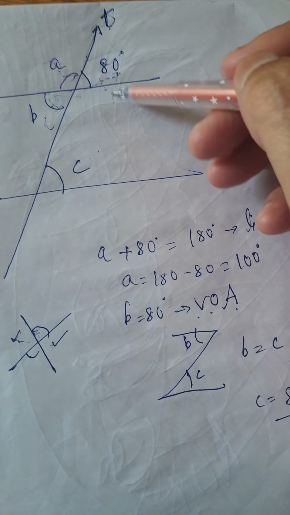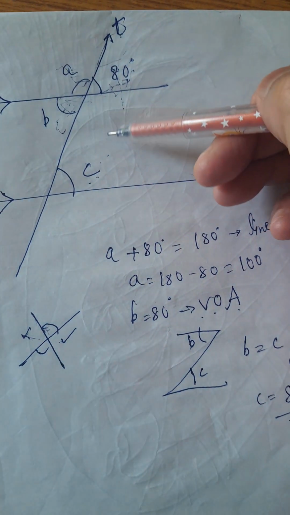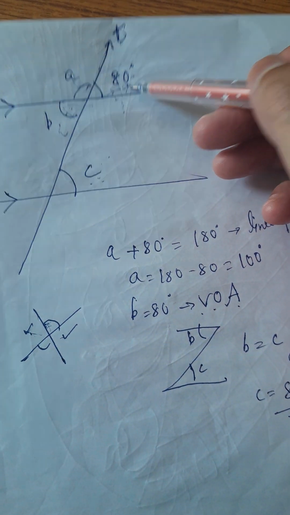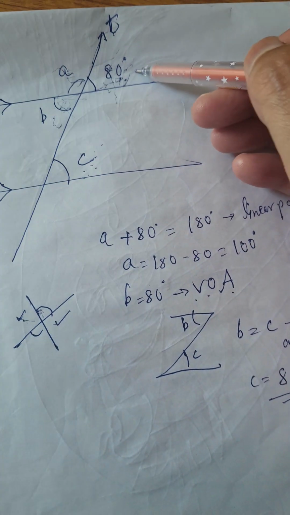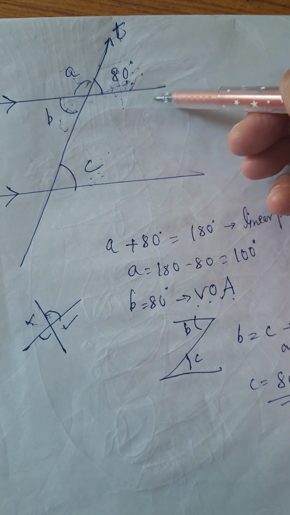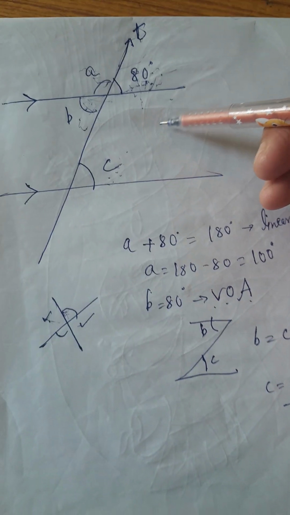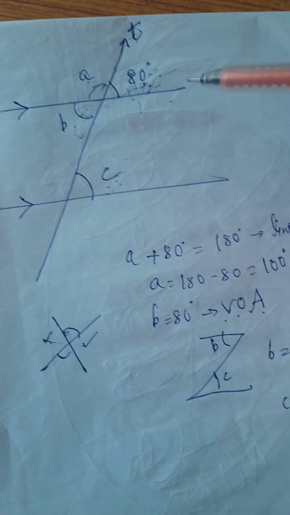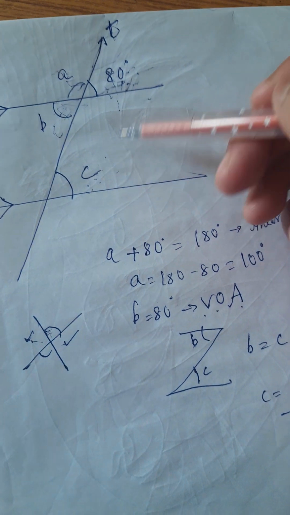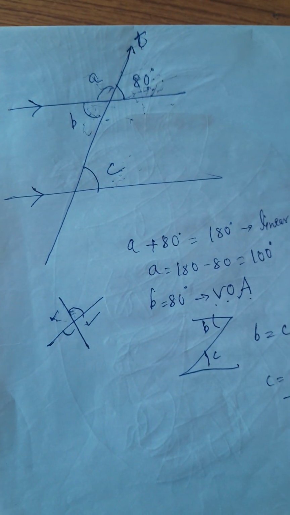If I ask you how this 80 and this C are related, C is equal to 80 because of corresponding angles, because both are above the line. C is above the line, 80 degrees is also above this line, and both are on the right hand side. So corresponding we say. They occupy the same position. So C is equal to 80 because of corresponding angles, or you can say C is equal to B and then it is equal to 80 because of interior alternate angles.